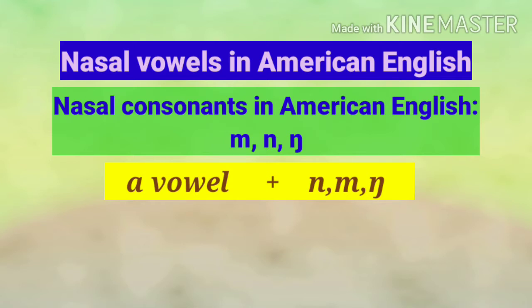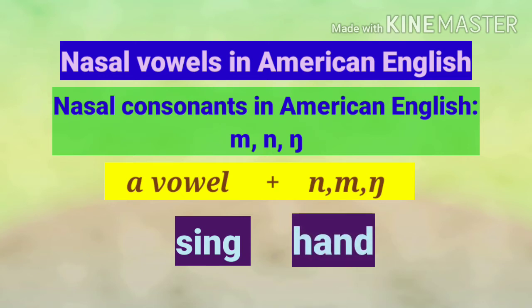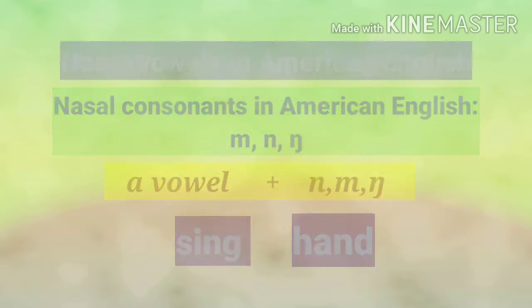Look at the example. Sing, we've got ng, so it influences the way E is pronounced. Or in the word hand, n influences the way A is pronounced in American English.